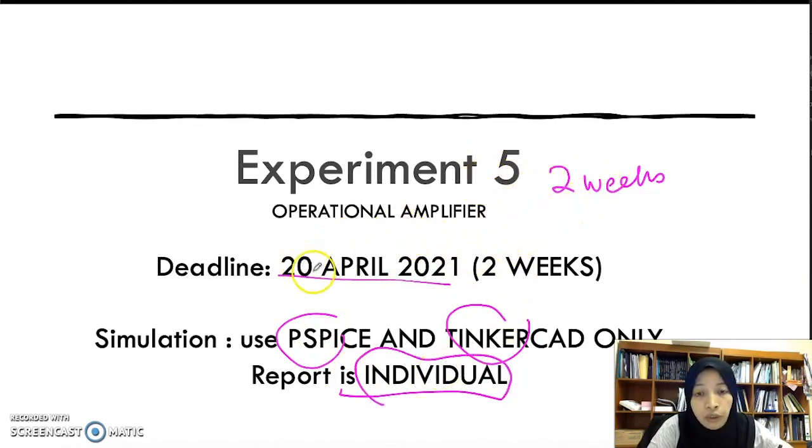Once you are back on 22 April, for section 15 on the Thursday of that week, 29 April, we will start on the next experiment, that is Ohm's law, I think. Okay, so let me know if you have any problem.